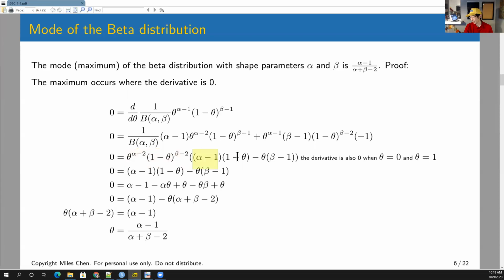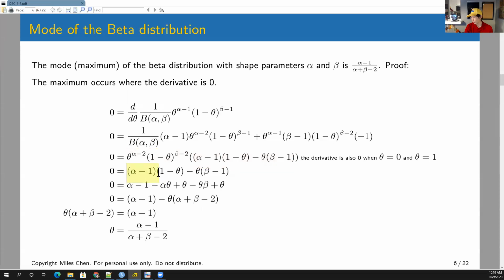And the remaining terms is going to be this. So technically, the derivative is also 0 when theta equals 0 and theta equals 1. But basically, we're just trying to solve for where theta could equal 0. So anyway, I'm going to delete this also, and we're just going to focus on this part.